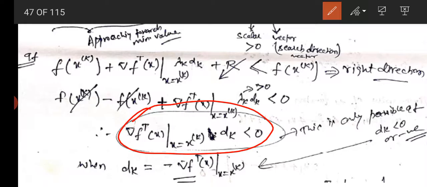And the question is, what is the condition when these two products are less than or equal to 0? It means dk must be a negative value. Dk should be less than 0. And what is the possible negative value? I have taken that negative value as minus of the gradient of that function.